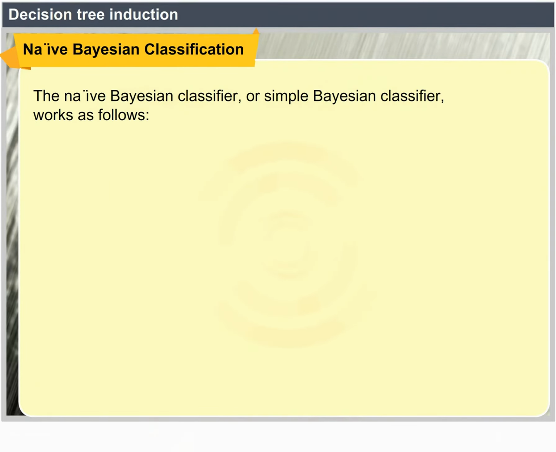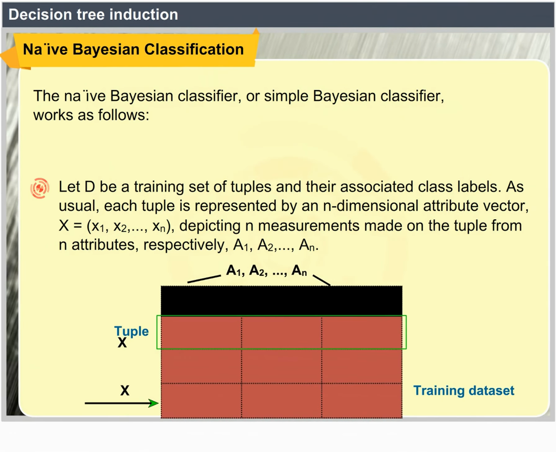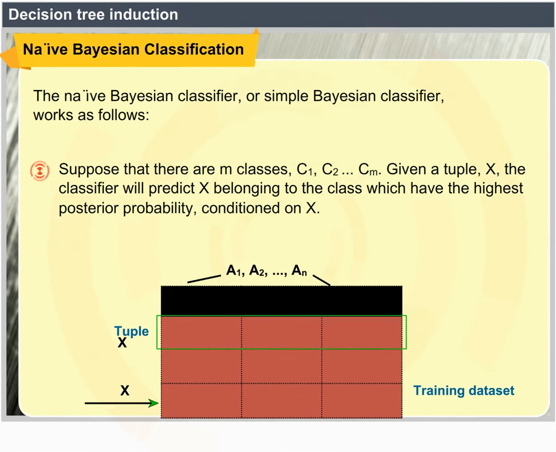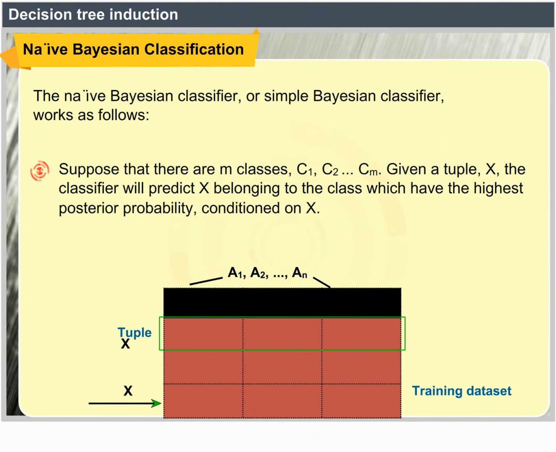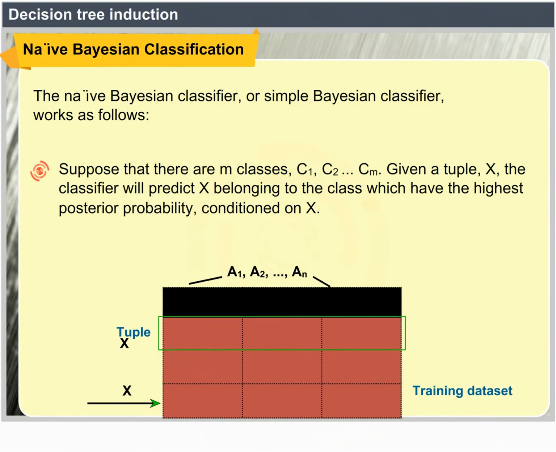Naive Bayesian classification. The naive Bayesian classifier, or simple Bayesian classifier, works as follows. Let D be a training set of tuples and their associated class labels. As usual, each tuple is represented by an n-dimensional attribute vector X equals (x1, x2, up to xn), depicting n measurements made on the tuple from n attributes, respectively A1, A2, up to An. Suppose that there are m classes C1, C2, up to Cm. Given a tuple X, the classifier will predict that X belongs to the class having the highest posterior probability, conditioned on X.